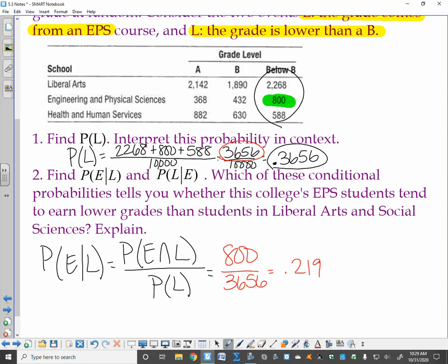So, it didn't ask me to interpret this. Just reading to make sure. Nope, it didn't ask me to interpret this. But here's its interpretation. There's a 21.9% chance that I could choose, what does E stand for? Engineering. That I can choose an engineering kid given that I know that their grade is below a B. Yep. All right.